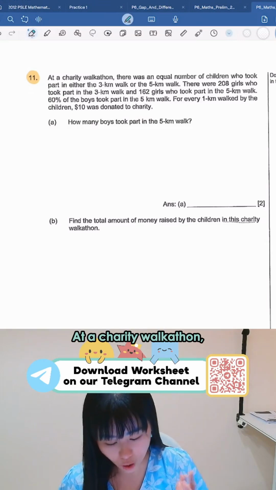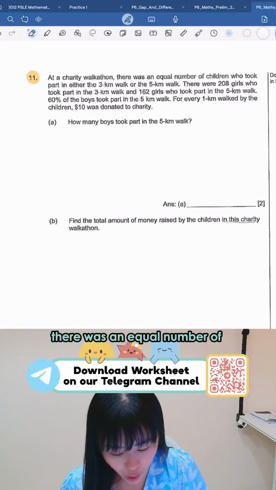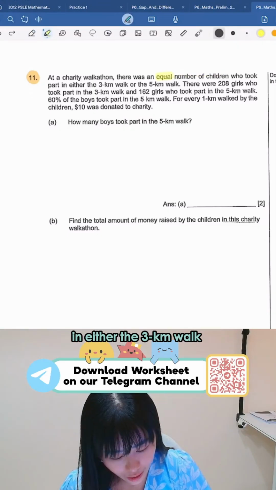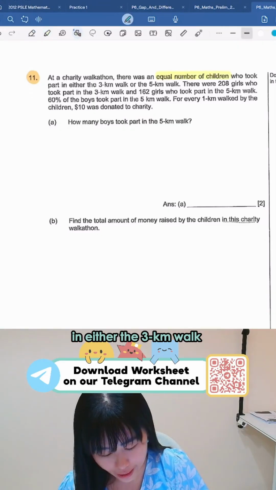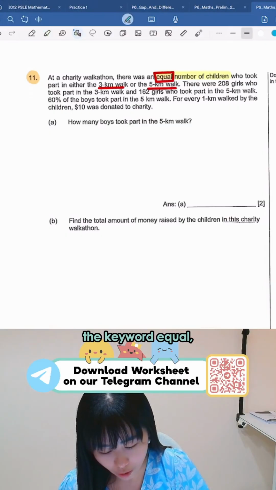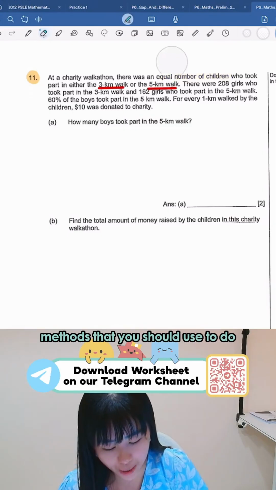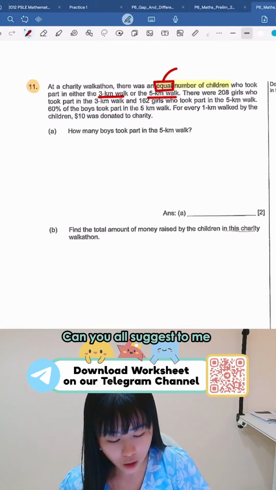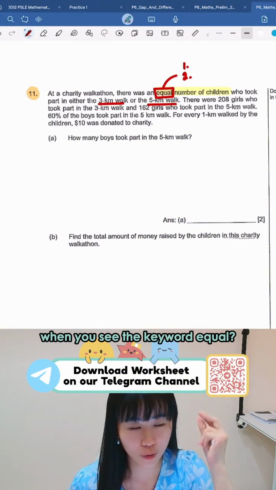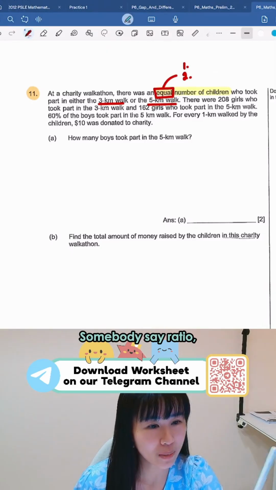The charity walkathon, there was an equal number of children who took part in either the 3 km walk or the 5 km walk. Now, okay, everybody, when you see the keyword equal, you should think of certain methods that you should use, if you're a primary 6 student. Can you all suggest to me what kind of method you should be thinking of when you see the keyword equal?